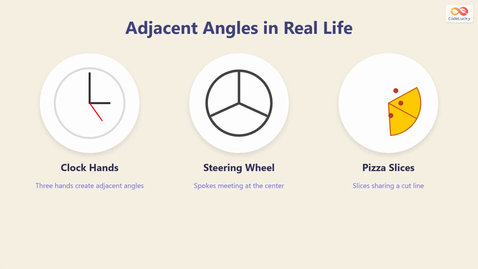You can see adjacent angles everywhere in the real world. The hands of a clock create adjacent angles as they move. The spokes on a steering wheel meet at the center to form them. Even slices of pizza sitting next to each other in the box are perfect examples of adjacent angles.